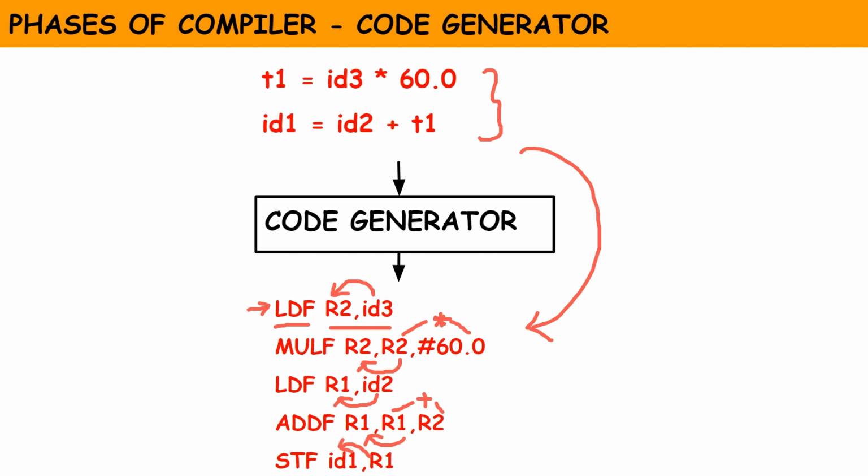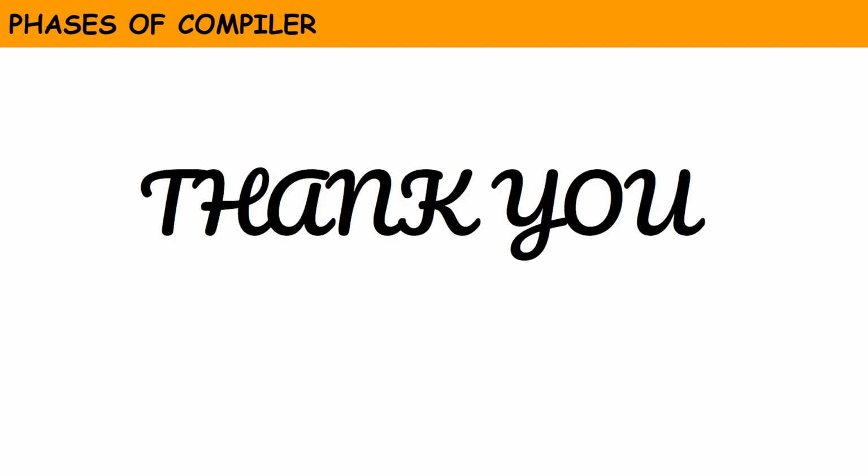So we understood the various phases of the compiler, and how a C statement is converted into target machine code. In this video, we discussed the various phases of the compiler.